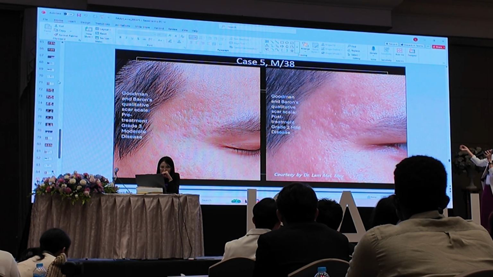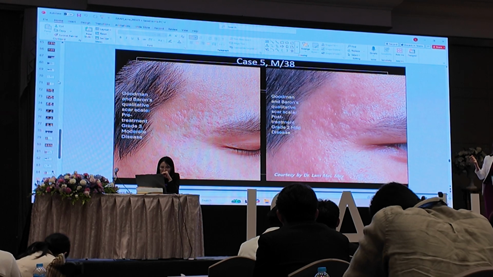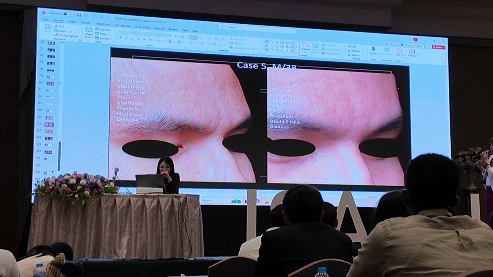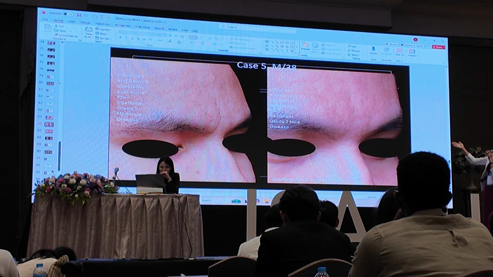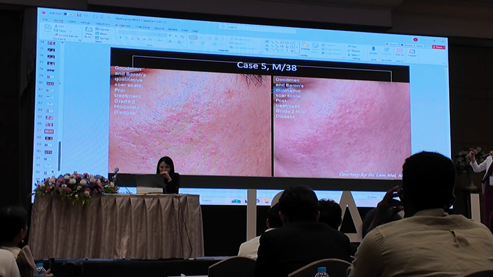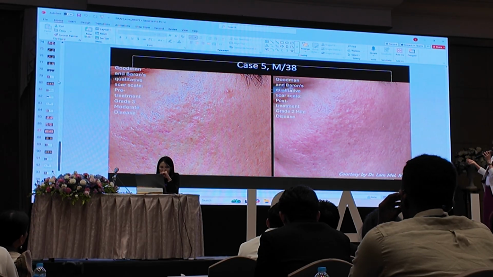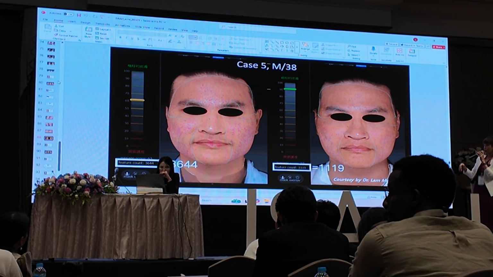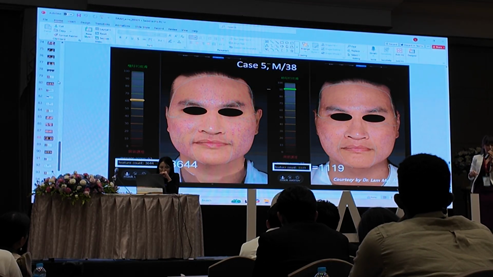After the treatment, his grading improved from grade 3 to grade 2. And also the glabellar fine lines have been improved together. And large pores and irregularity have been improved. And features count also improved from more than 3,000 to around 1,000.